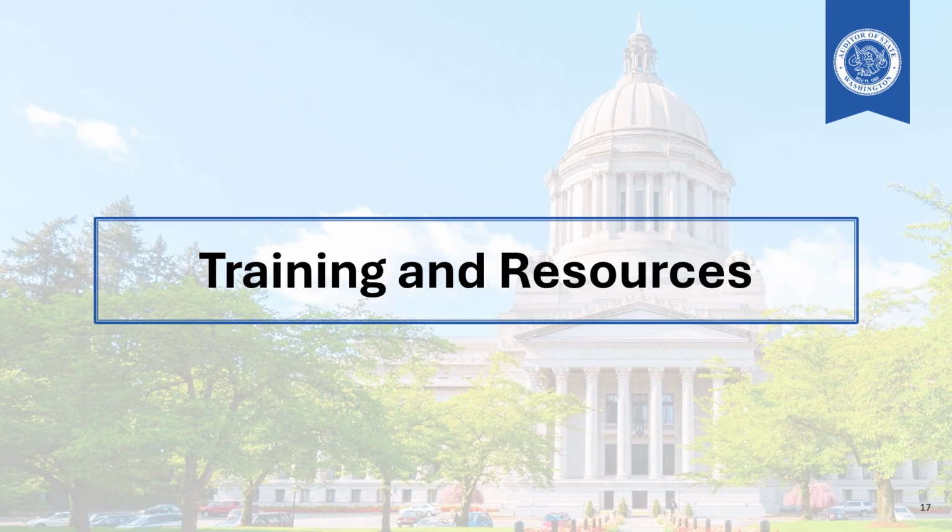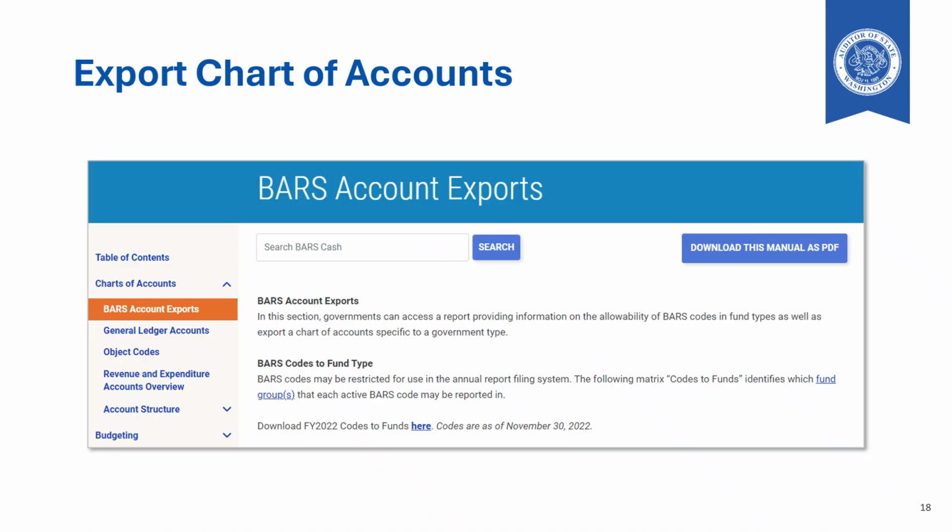Our last topic is all about additional training and resources that are available to local governments. Since the focus of this training is BARS codes, a helpful resource to use is the BARS Chart of Account Export. This can be found in the Cash and GAAP BARS manuals under the Charts of Accounts tab. This is where you can download all BARS codes that are available to your specific government type and basis of accounting. Let's take a closer look at how that is done.